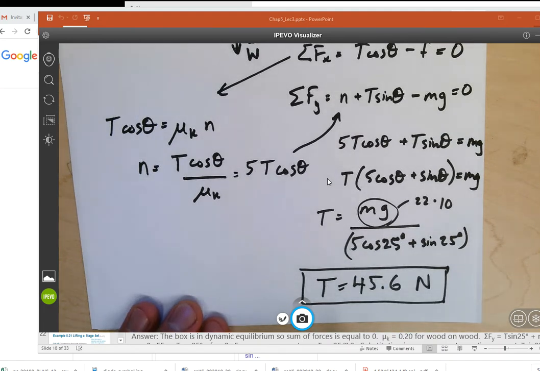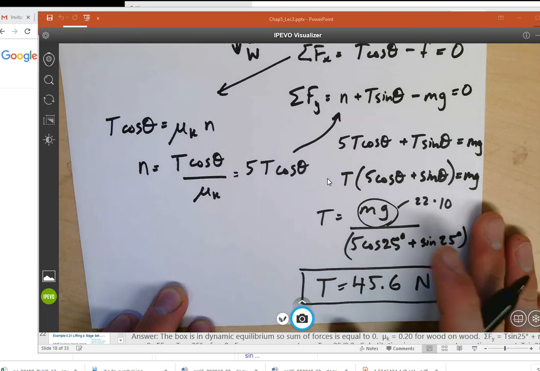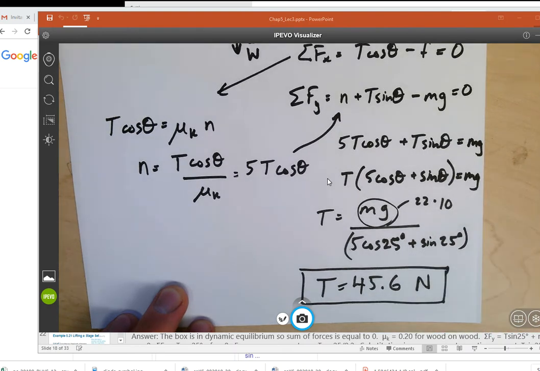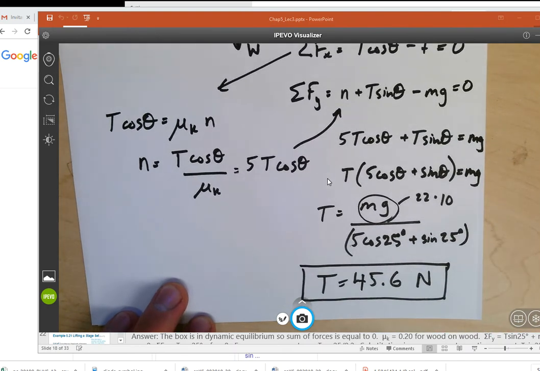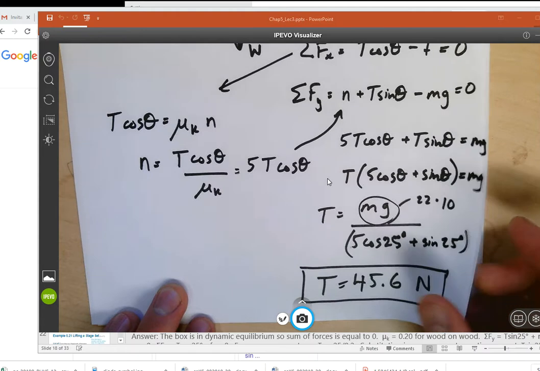Now, in an exam problem, I would give you what the coefficient of friction is if it's needed. I won't ask you to memorize or copy down the table for the coefficient of friction between two surfaces. But I might give you a table, and then based on that, you can look it up. So anyway, that's our solution.